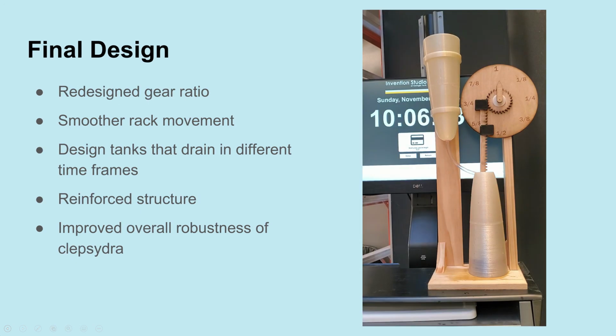This is our final design. Here we have redesigned a gear ratio for complete circumference of the circle. We also created a smoother rack movement using a 3D printed guide. We used our extra time to create another tank that drains in 10 minutes. We also reinforced the structure of the water clock with angle brackets at its base.